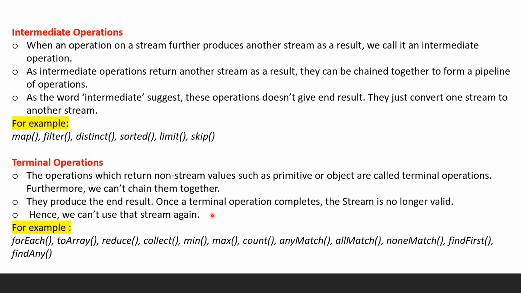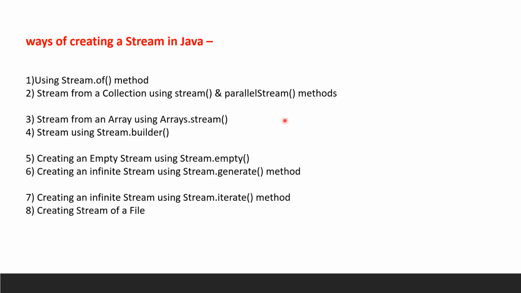It is directly giving us the end result of the stream. And after the terminal operation is complete, the particular stream is no longer valid, and we also cannot use that particular stream again. For example, min and max methods are examples. Hope this clears. Going to the next one.